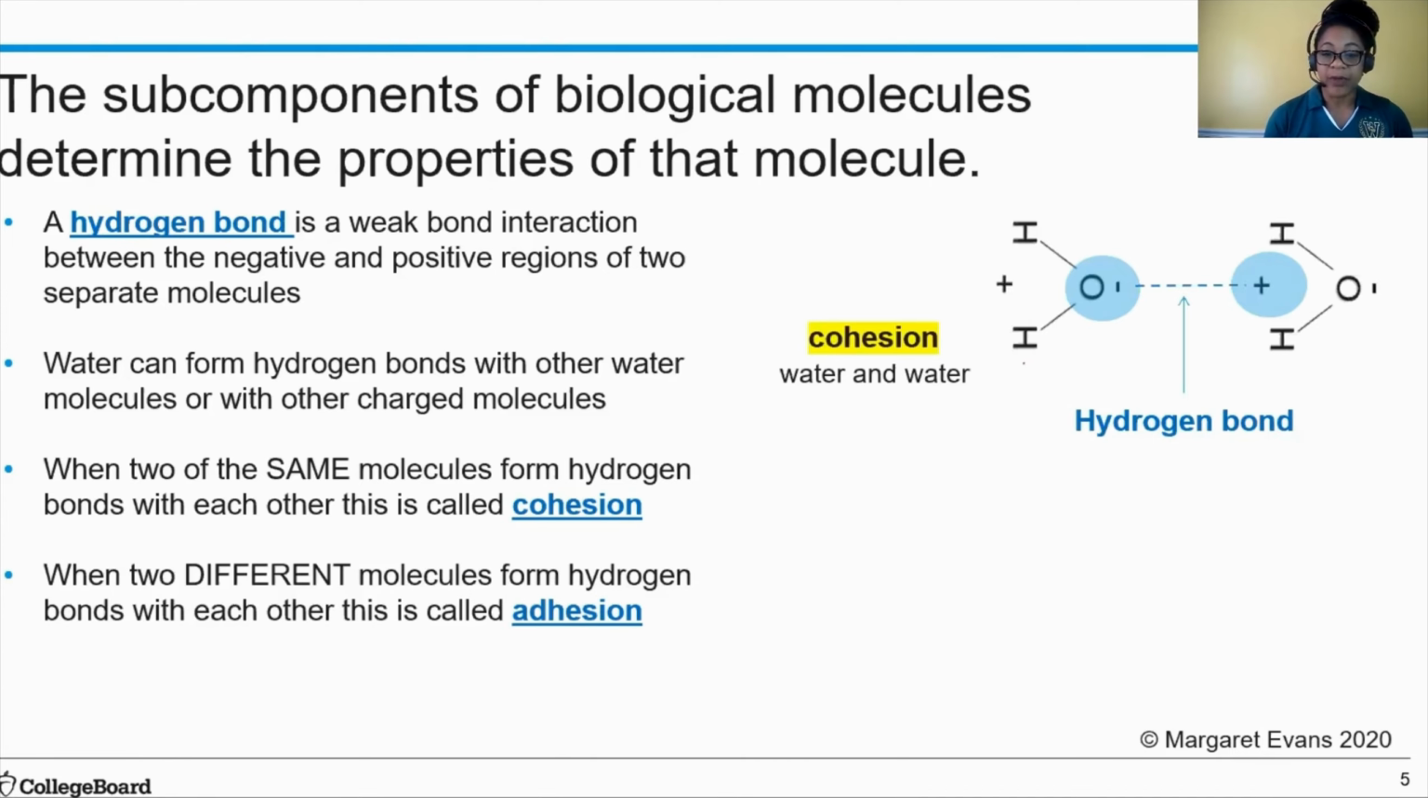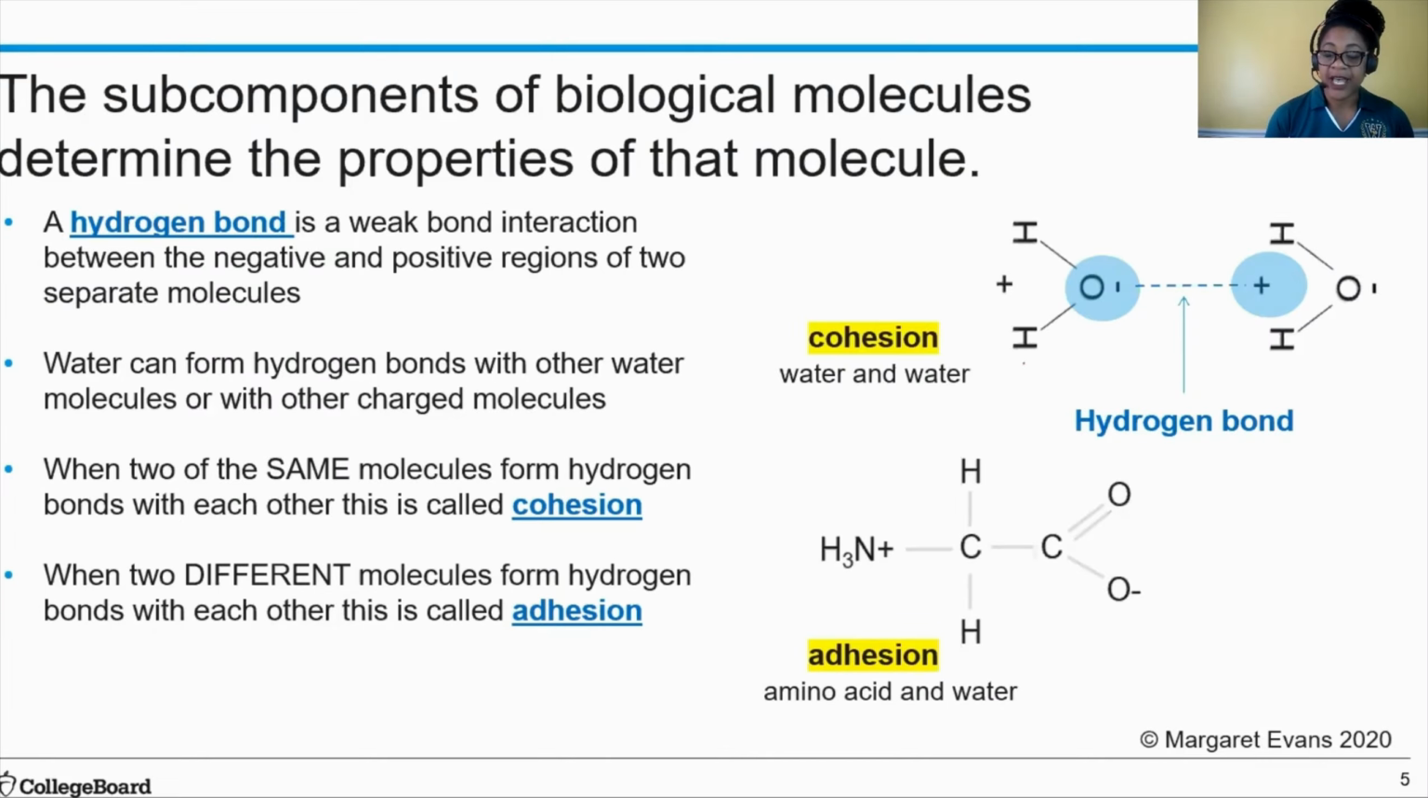When you have two different molecules forming hydrogen bonds with each other, this is called adhesion. And so my example here would be an amino acid and a water molecule. And as you can see, the amino acid also has that dual polarity property. And so the negative side of that amino acid will be positioned near the hydrogen's positive side. And a hydrogen bond would be able to form between the two of them as well.